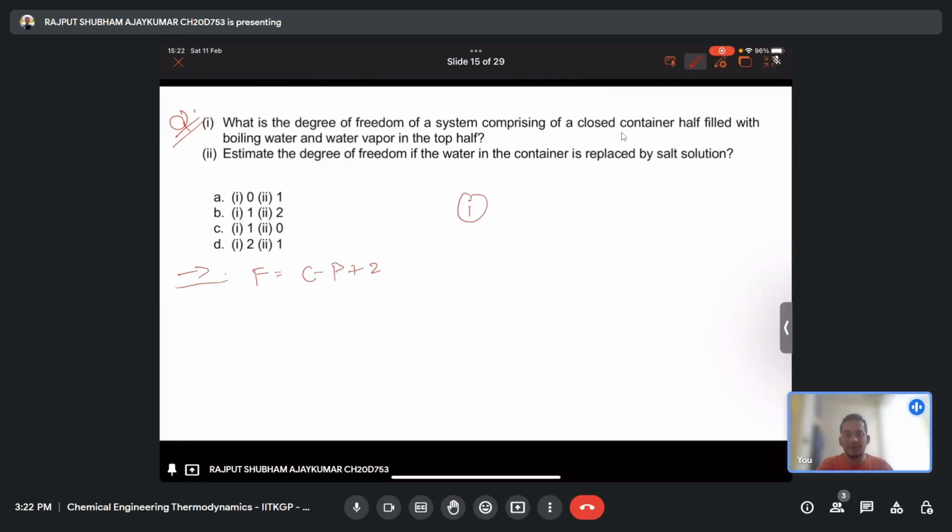Now if you see question 1, what is the degree of freedom of a system comprising a closed container half filled with boiling water and water vapor at the top? The number of components is water, so the component is 1. The number of phases is boiling water and water vapor, which are 2 phases. And the 2 comes from pressure and temperature.